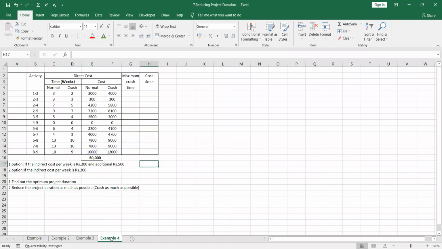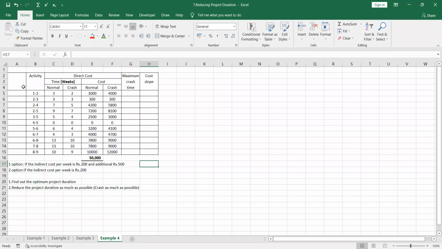Now I'm explaining example number 4. Example number 4 is a little bit different, right? Can you see? There is a little bit of difference, right? The activities are numbered 1, 2, 2, 3.